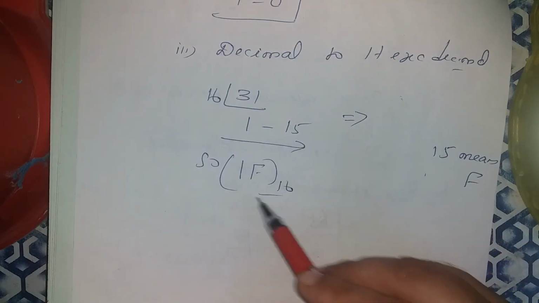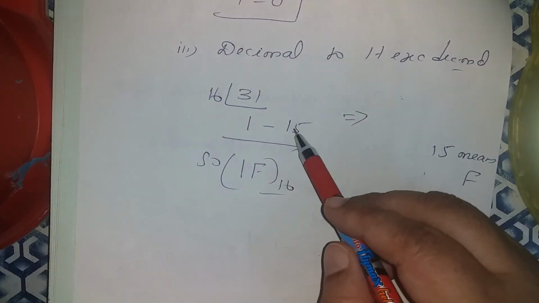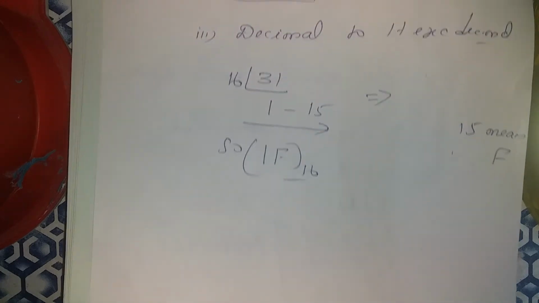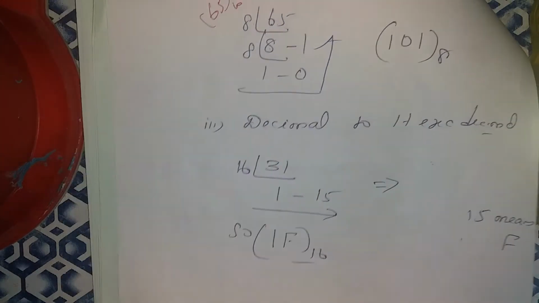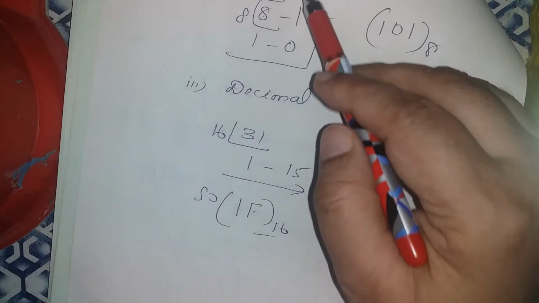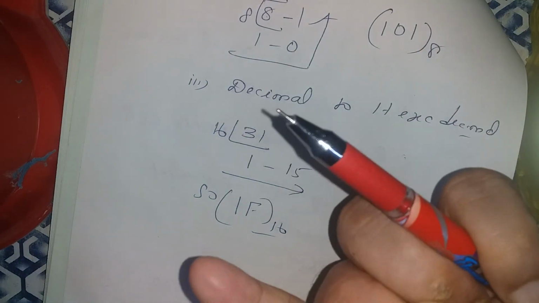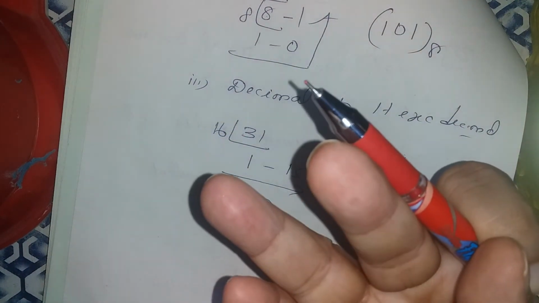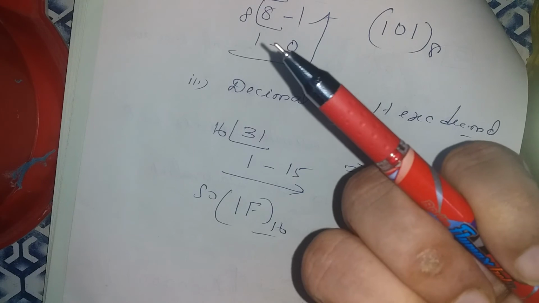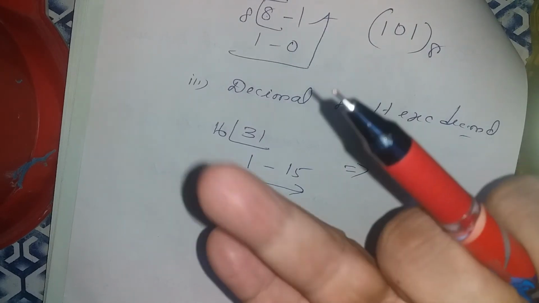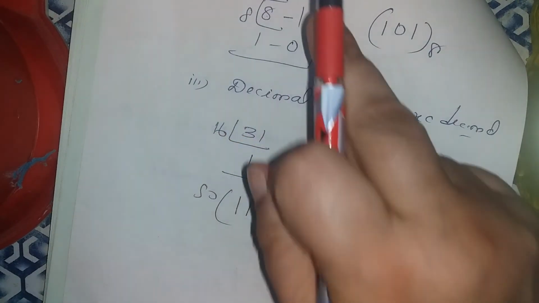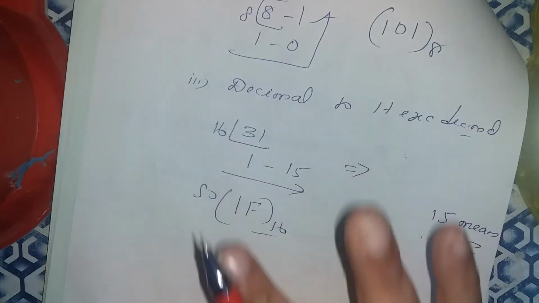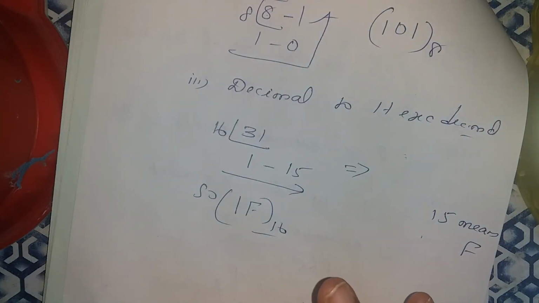16 divided by 16 gives 1, remainder 15. 15 means F. So what do you want to say? If anybody has a question, convert decimal to binary, decimal to octal, decimal to hexadecimal: decimal to binary means divide by 2, decimal to octal means divide by 8, decimal to hexadecimal means divide by 16. Understood or not? That's the way.